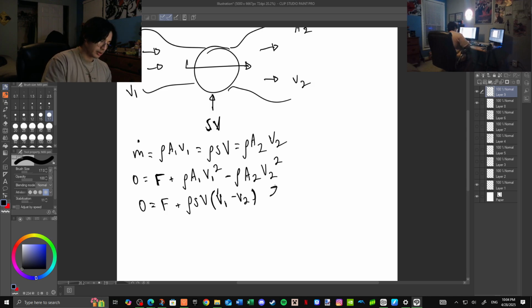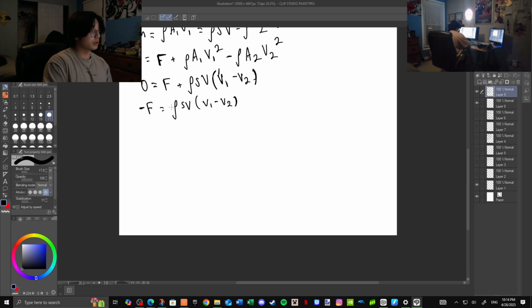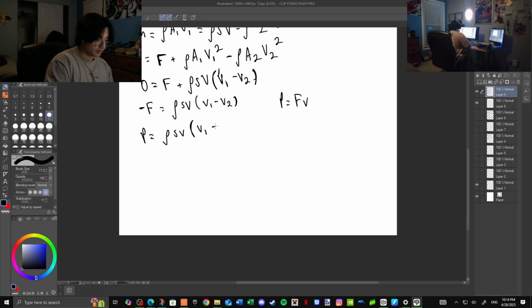We can actually get rid of this negative sign right here by recognizing that power is equal to the force times the velocity, right? And so with this, you now get power is equal to rho times S V, quantity V1 minus V2, times V.